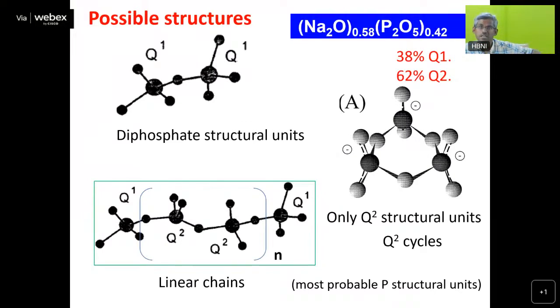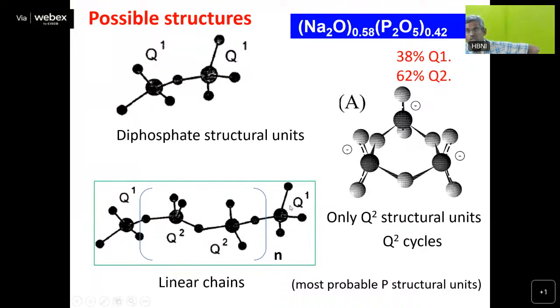What information can we get? One piece of information is that in the glass we have long chains of Q2 structural units. You see here Q2 marked by n, and n can be a large number. This is nothing but a linear chain, which I have written here. Like that, many linear chains can exist in the glass.